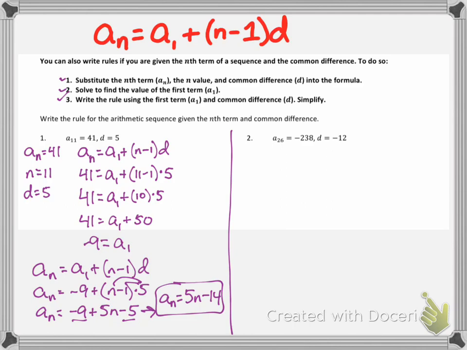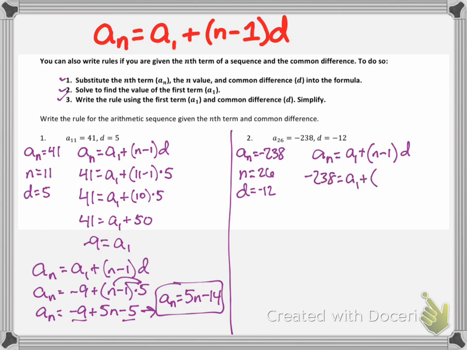Last example here in number 2, same exact idea. I give you the 26th term and the common difference. So we know the nth term that's randomly given to us is negative 238. We know n is 26 based on the subscript, and we know the common difference is negative 12. So once again, I'm going to take those pieces, plug them into my formula, and write it out for the 8 billionth time. So I'll have negative 238 equals a sub 1 plus the product of 26 minus 1 times negative 12.